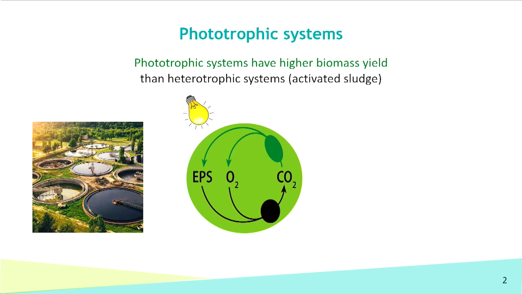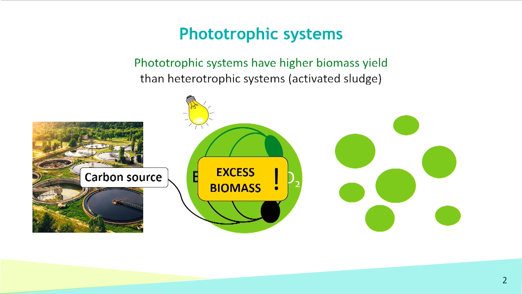The phototrophic systems have higher biomass yields than strictly heterotrophic systems like activated sludge, which is a typical biomass that you can find in wastewater treatment plants. This happens because the CO2 from the organic carbon catabolites is also incorporated in the freshly grown biomass, actually the photosynthetic biomass. So this produces an excess of biomass that can be an advantage if we identify uses for it.